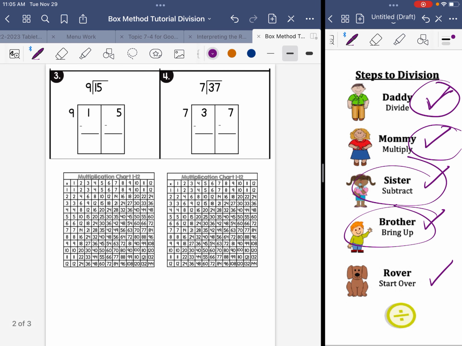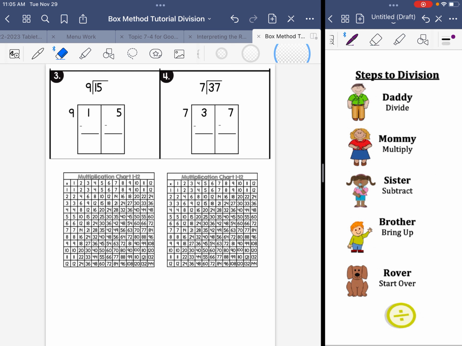Okay, let's try another one. My dividend is 15, and my divisor is 9. So we're doing 15 divided by 9. We're going to ask ourselves, how many groups of 9 can we make with 1? So we're at daddy divide right now.